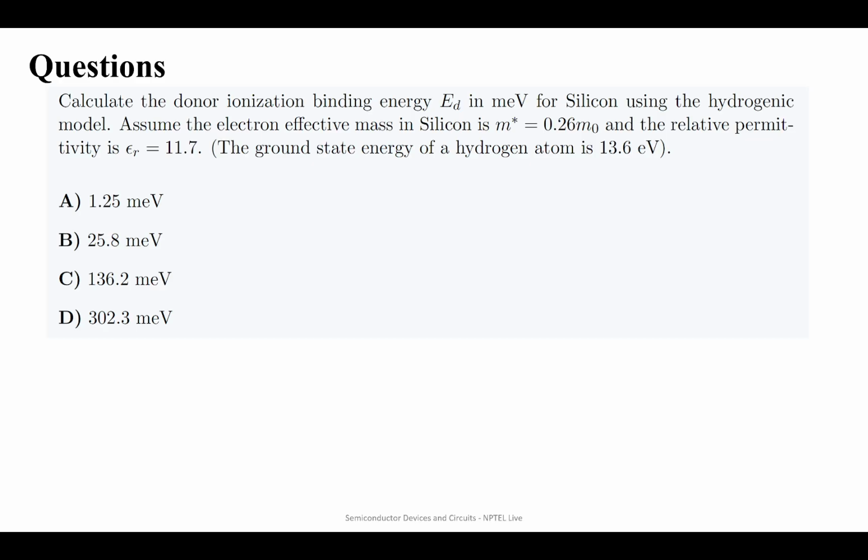Calculate the donor binding energy ED in meV for silicon using the hydrogenic model. Assume the electron effective mass in silicon is m star equals 0.26 m naught and the relative permittivity is epsilon r equals 11.7. The ground state energy of a hydrogen atom is 13.6 eV. Option A, 1.25 meV. Option B, 25.8 meV. Option C, 136.2 meV. Option D, 302.3 meV.